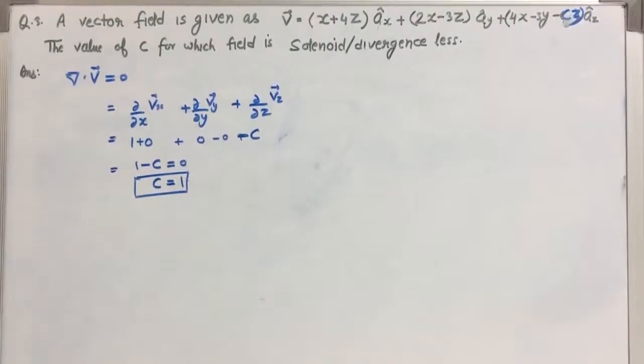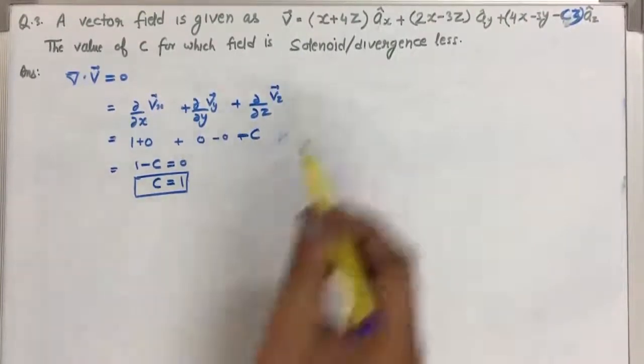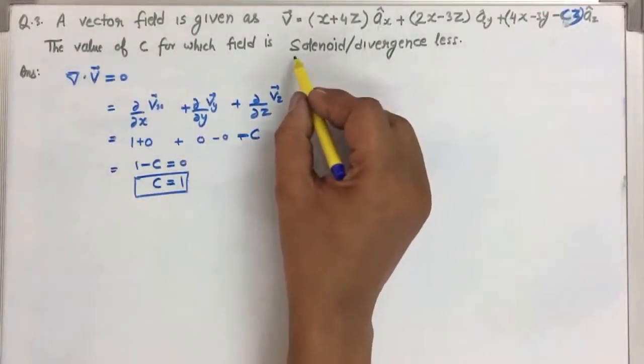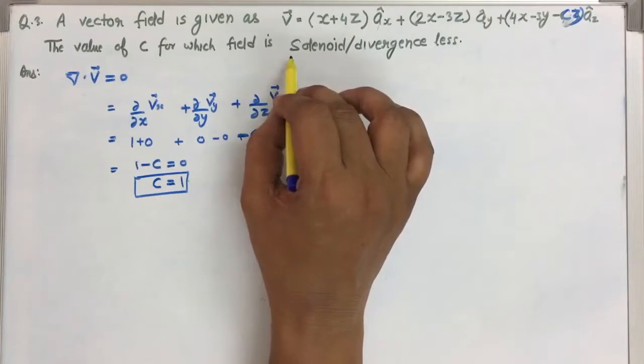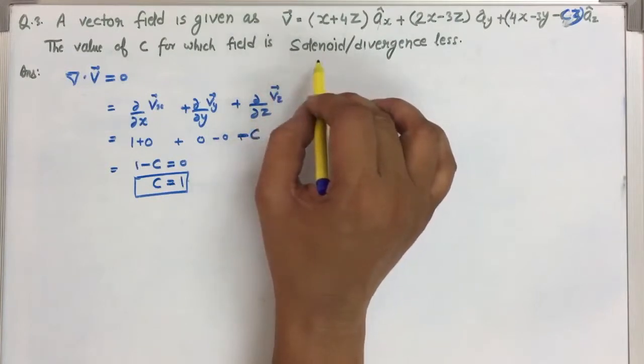So the important point here is, in the exam, most probably in the GATE exams, if it is asked that the field is solenoidal, it means you have to find that the divergence is equal to 0.